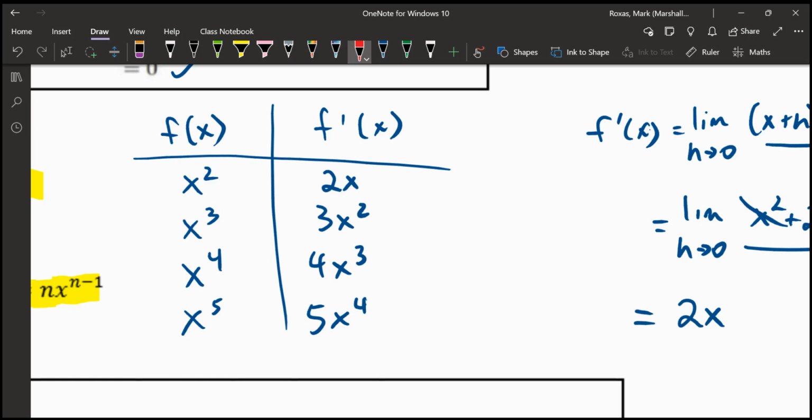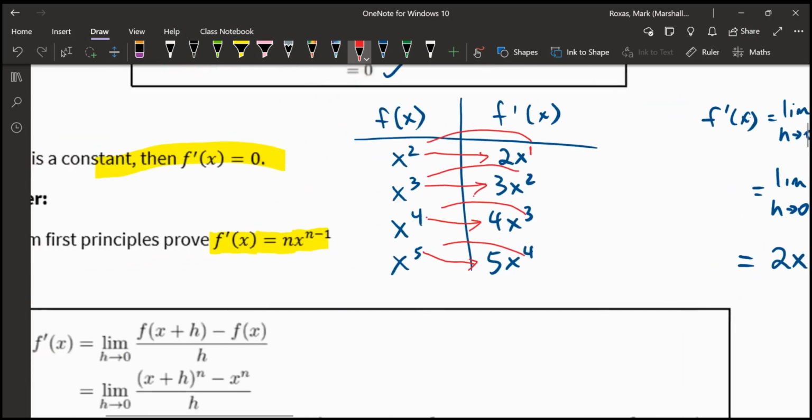And you may recall back in chapter 1, I mentioned that the degree of the derivative is always going to be 1 less than the function, right? So from 2, we go to 1. From 3, we go to 2. From 4, we go to 3. From 5, we go to 4. And the exponent on the function also becomes the coefficient in the derivative, right? 2 is there, 3 is there, 4 is right here as a coefficient, and exponent 5 becomes the coefficient there for the derivative. So there's a pattern to be found here, right?